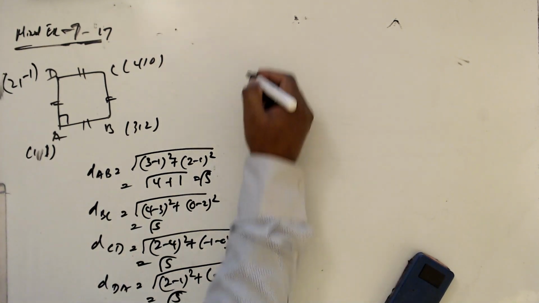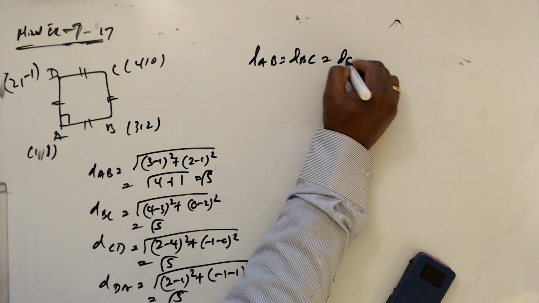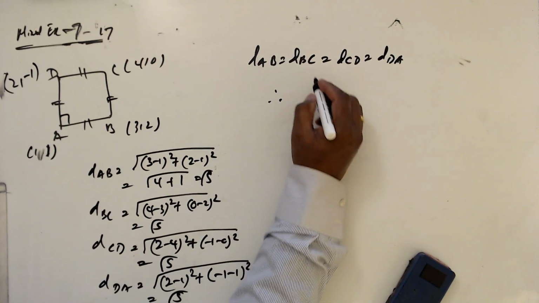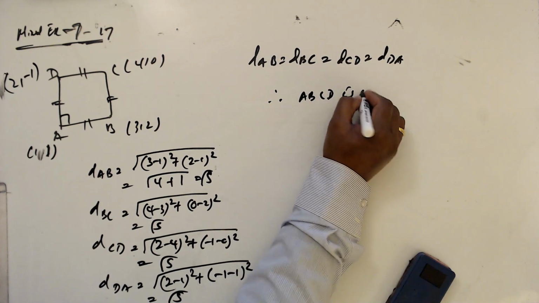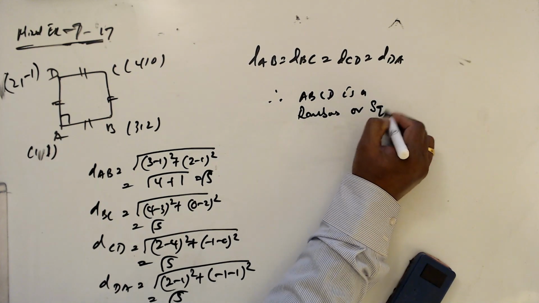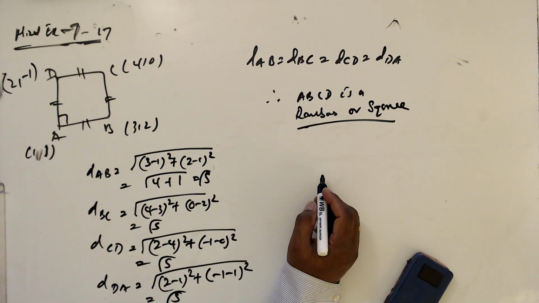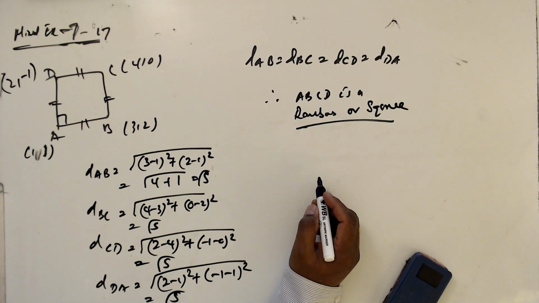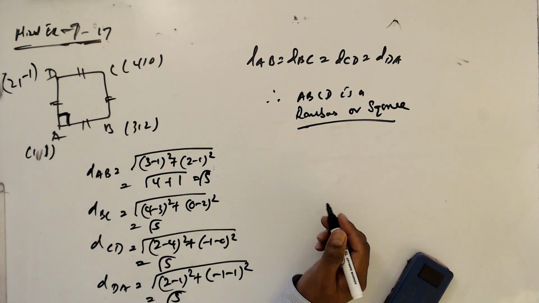So DAB equals DBC equals DCD equals DDA. Hence ABCD is a rhombus or a square. Now it can be a rhombus or it can be a square. Now we want to show that one angle is 90 degrees, it is enough.